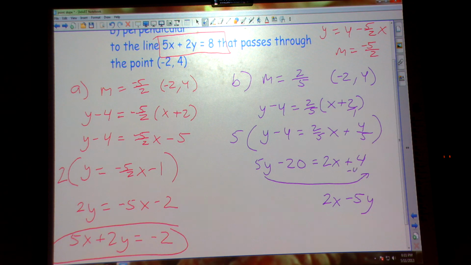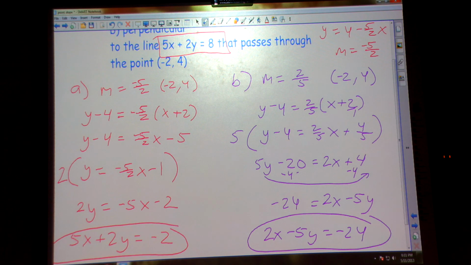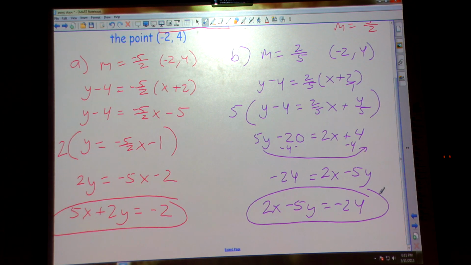At the same time, I'm going to subtract 4 from both sides. Okay, so I have negative 24. And I don't really like it written that way. We're going to write it as 2x minus 5y equals negative 24. That's perfect standard form. No fractions, x coefficient positive.